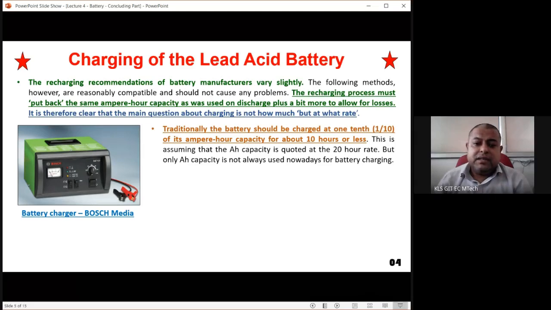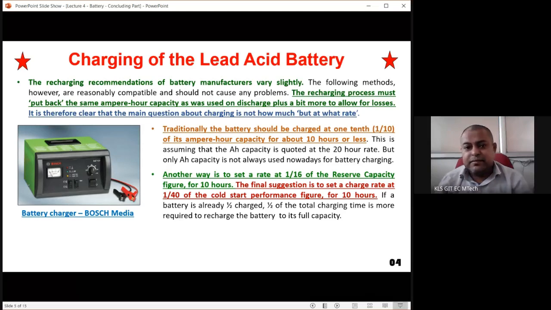But AH capacity alone is not always used nowadays for battery charging. Previously it was only 1/10 of its ampere hour capacity, but nowadays it is something else. Another way is to set a rate of 1/16th of the RC. So if it had a 25 ampere RC and was discharged, how should that battery be charged? It should be charged with a rate of 25 divided by 16 ampere for 10 hours.